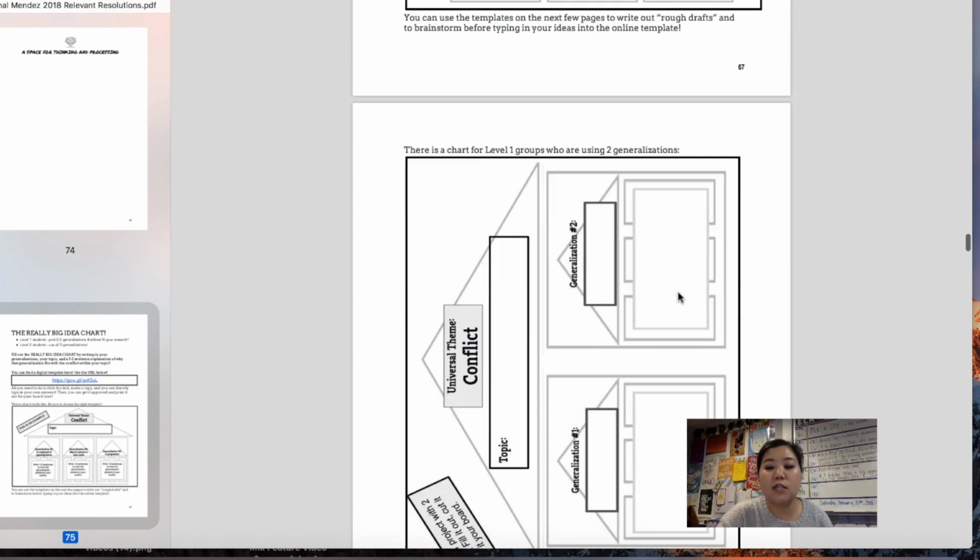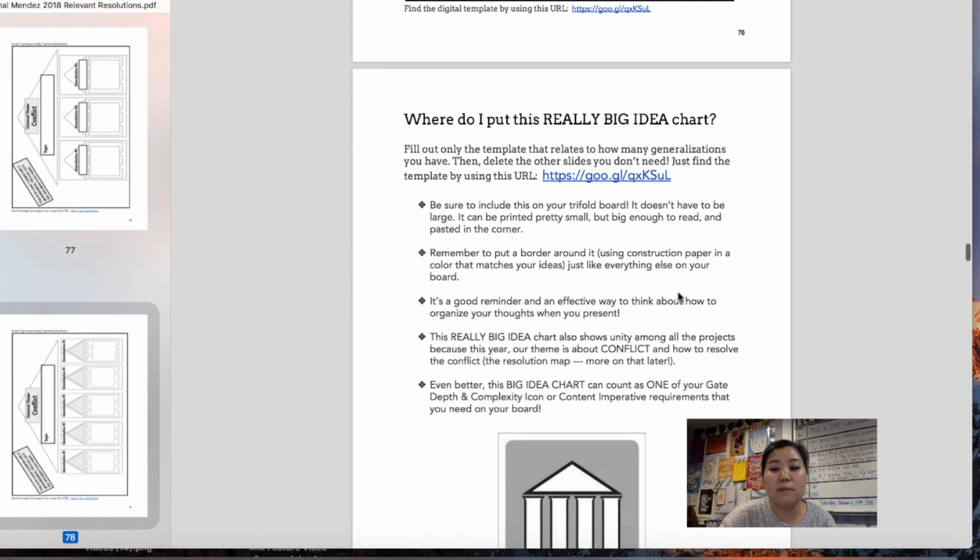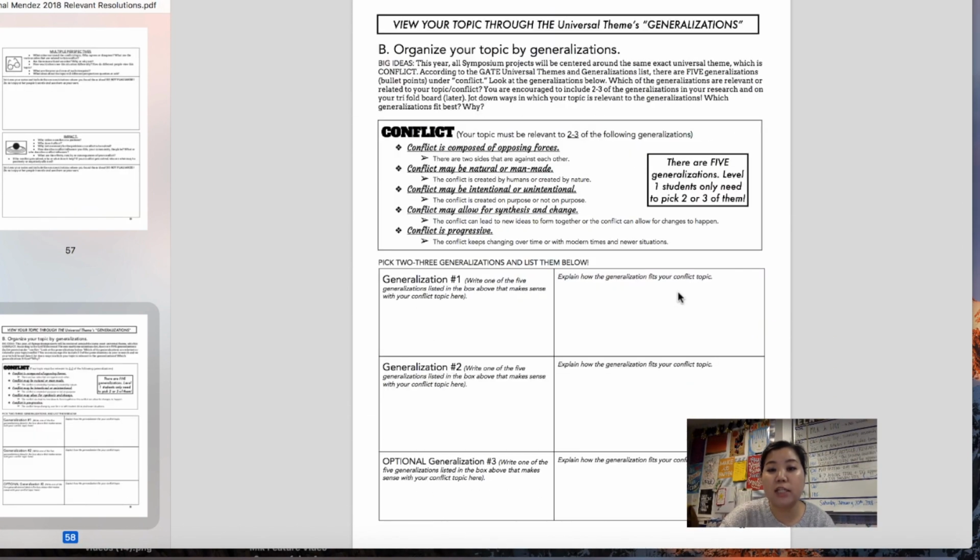And if you don't know what these generalizations mean, I explained them. Go to chapter 4, page 50. As you can see, here are all the different generalizations, all 5 of them, and it gives you an easier translation of what these ideas mean. So for example, conflict is composed of opposing forces. That just means that there are 2 sides that are against each other. That's probably the most common generalization that almost pretty much everybody will choose, right? Because your conflict obviously has to have opposing sides.